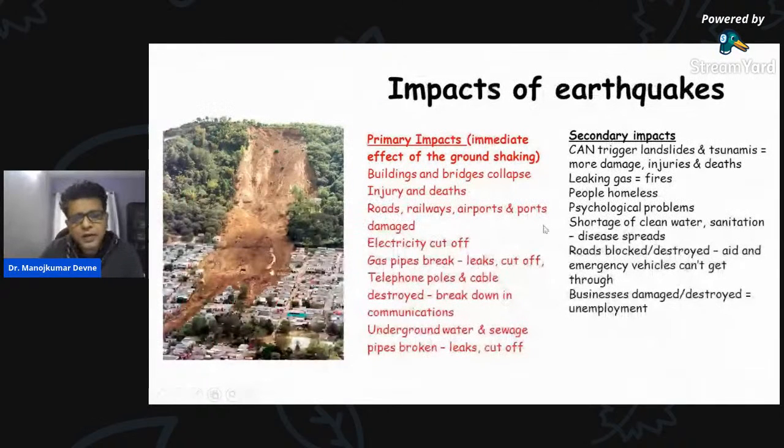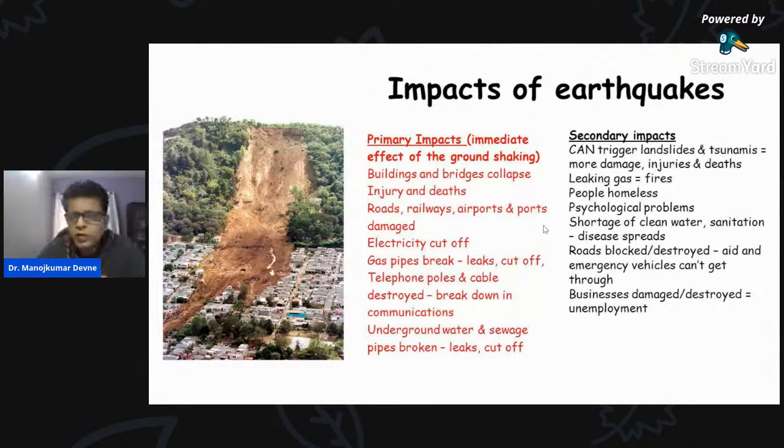Secondary impacts further: businesses get damaged and destroyed, which will lead to unemployment. A similar thing happened with regards to corona also. Corona is basically a biological thing. The first impact is biological: you get ill, you get sick. But over a period of time, the secondary impact is because of the breakdown, businesses go down, and unemployment may crop up, and so on and so forth. So these are the impacts of the earthquake.